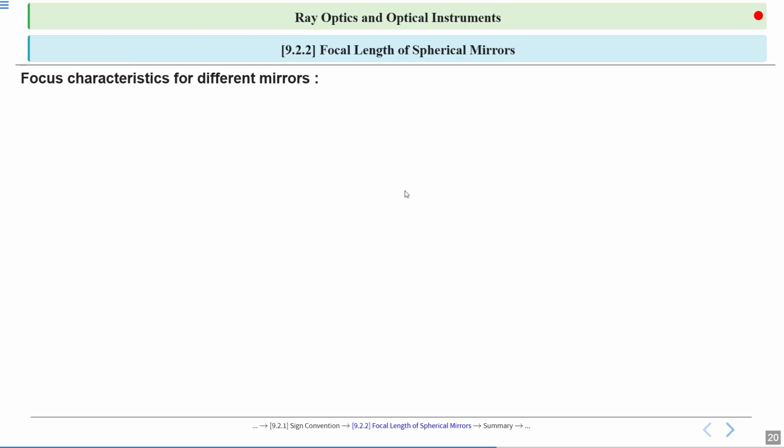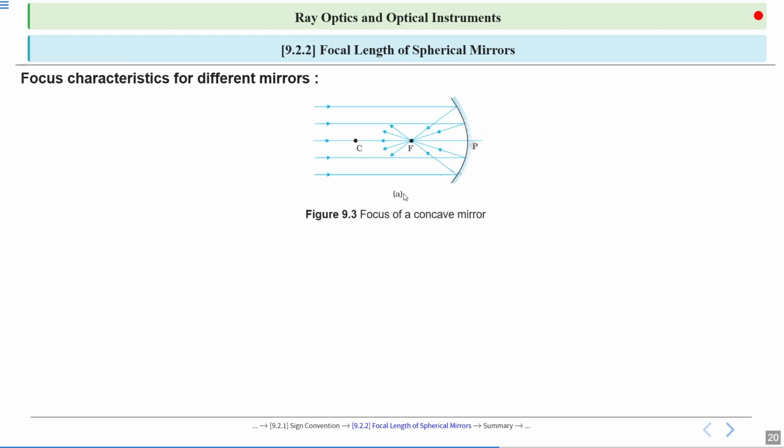Okay, so focus characteristics for different mirrors. So for a concave mirror, parallel rays converge at the focus after reflection. Okay, if parallel rays parallel to the principal axis are coming from a distant object, after reflection they will meet at one point on the principal axis. This point is called the focus.